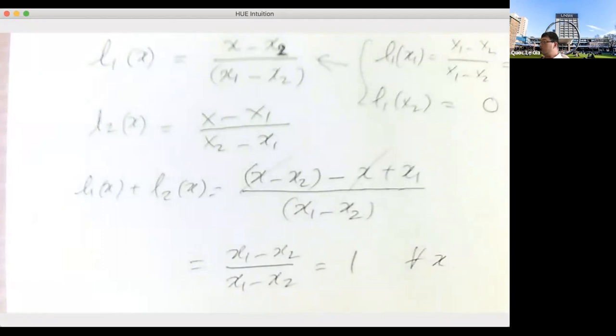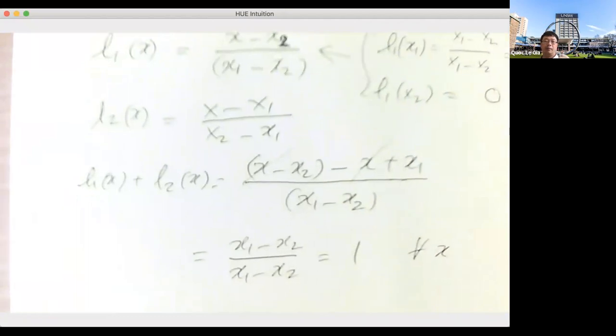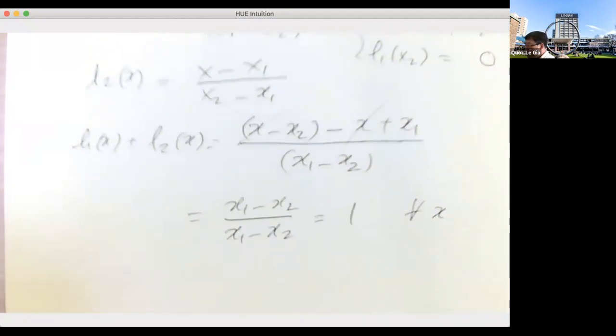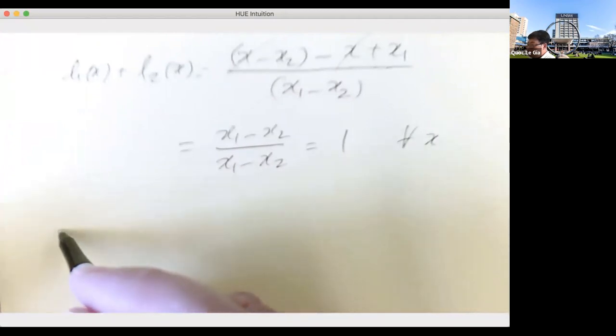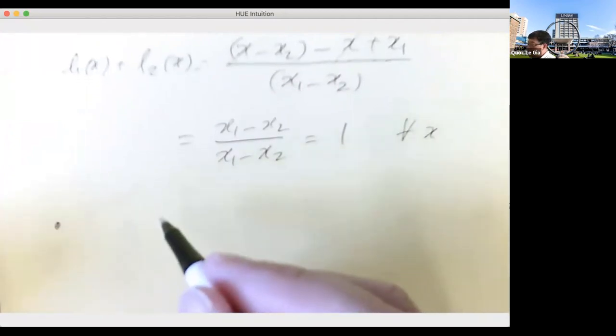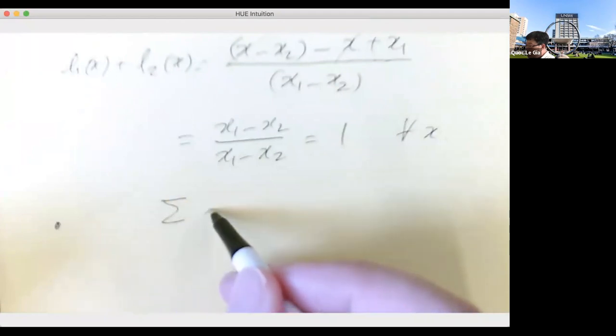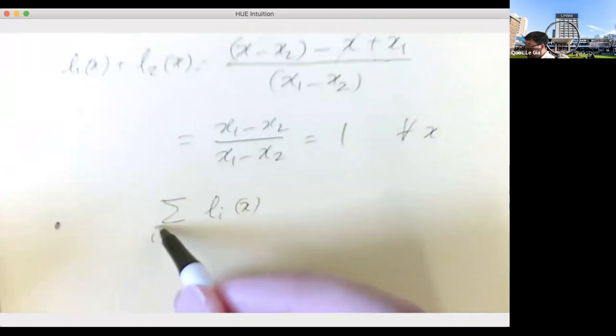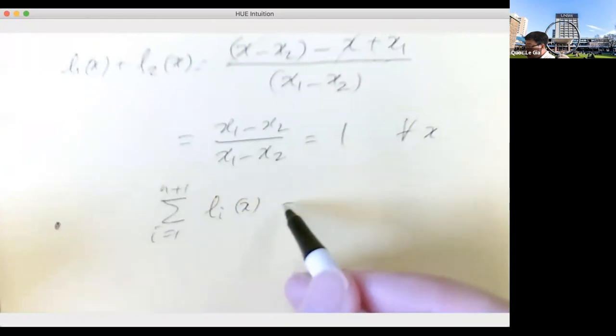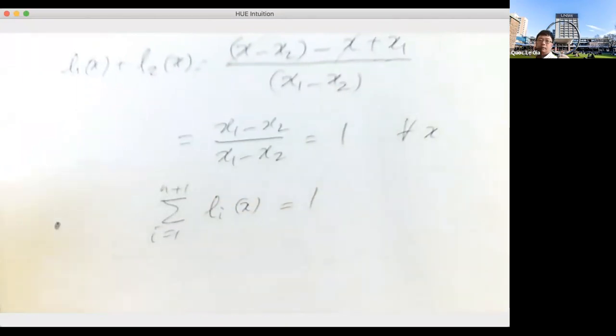Okay. You can do the same for n equals 2 and you get the same result. But for n equals 2, it takes a bit longer calculation because now you have more terms, but it will be correct. So now how do we prove it? How do we prove that the sum of Li of x equals 1 for all x?